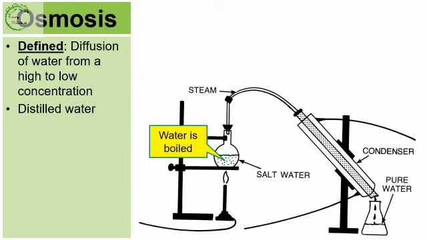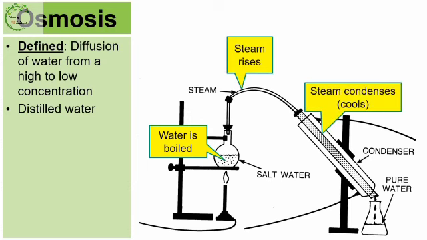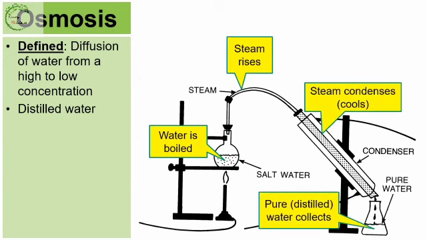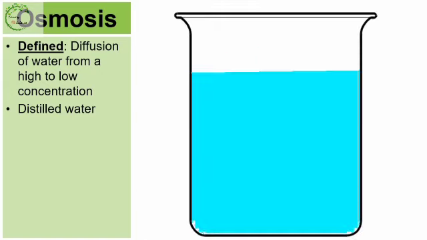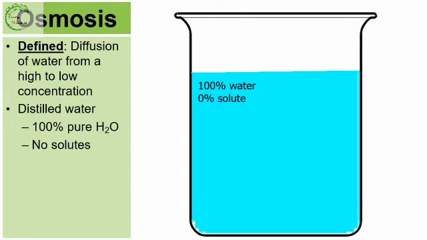You can take some water and boil it, and the heat will turn the water into steam. The steam rises, and it eventually cools and condenses, and the water that's collected at the end is pure water. It's distilled water. Any contaminants and impurities have been left behind in the original boiling container. So distilled water is 100% pure water. So here's a container of distilled water. It's 100% pure water, which means there's no solutes in it.